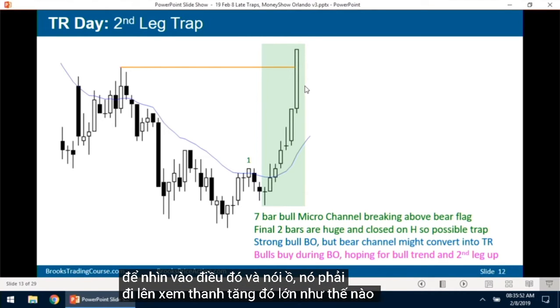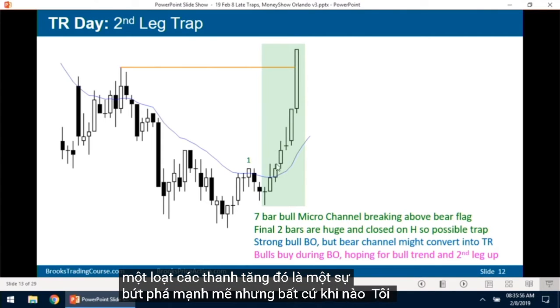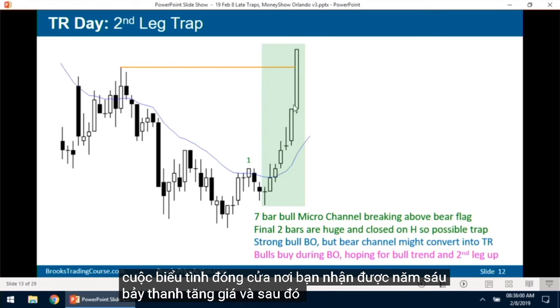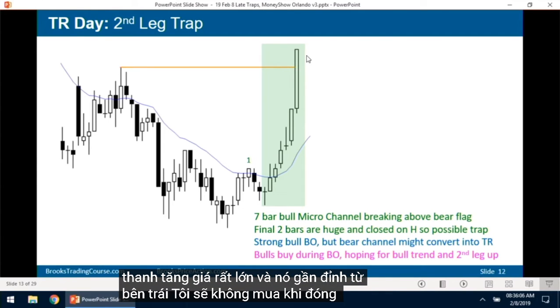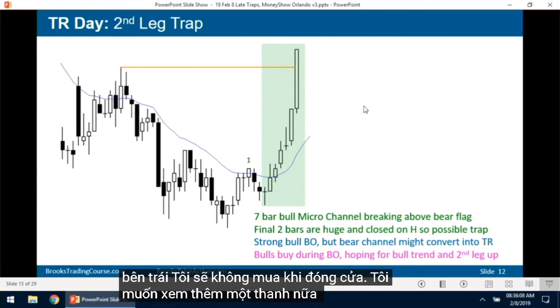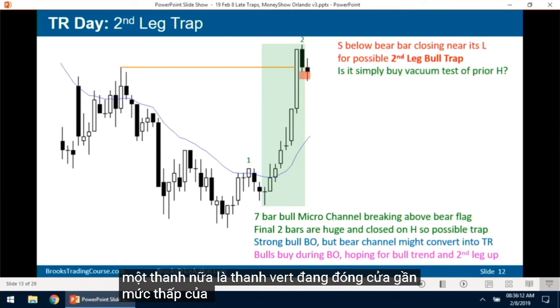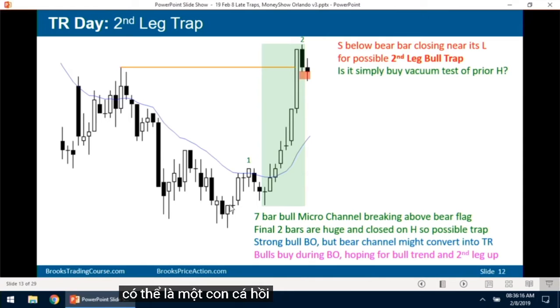So it's really easy to look at that and say, it's got to go up. Look how big that bull bar is. It's a bunch of bull bars. It's a strong breakout. But whenever I see a buy the close type rally where you get 5, 6, 7 bull bars, and then I see a very big bull bar and it's near a top from the left, I'm not going to buy that close. I want to see 1 more bar, because if that 1 more bar is a bear bar closing near its low, I know this could be a bull trap. It could be a second leg trap in a trading range day.